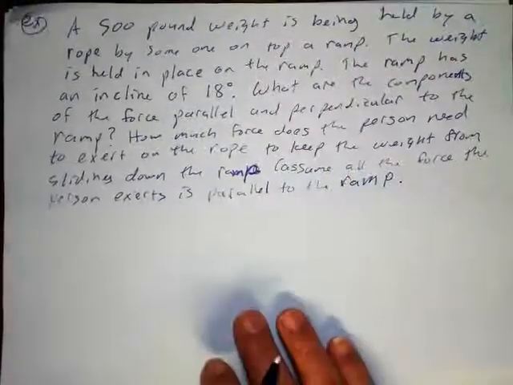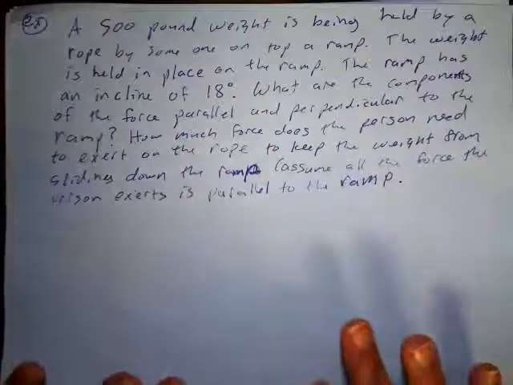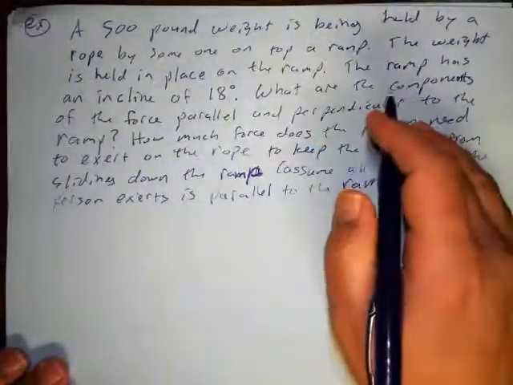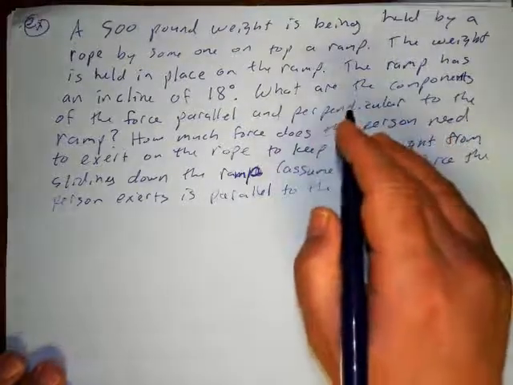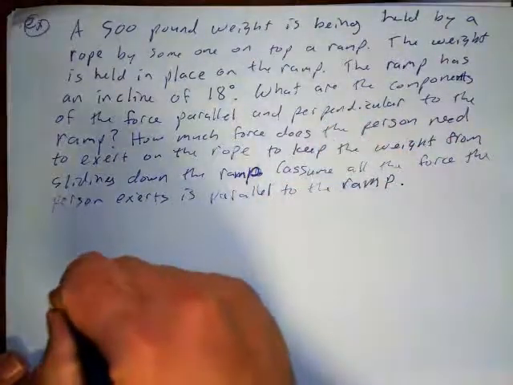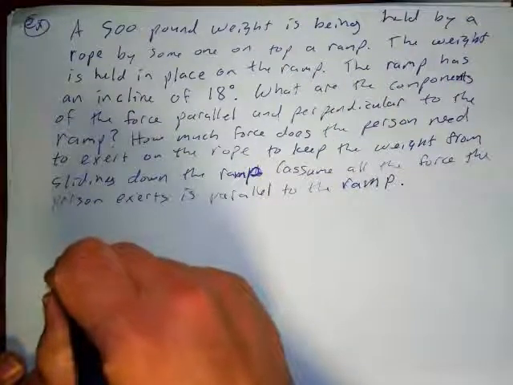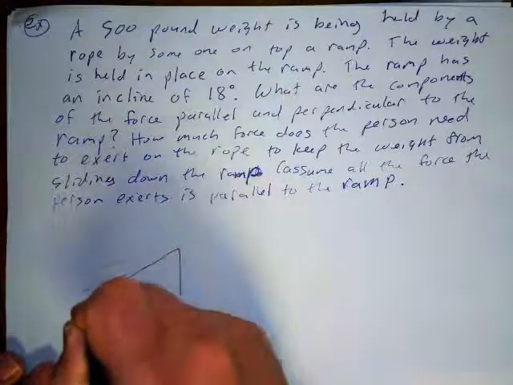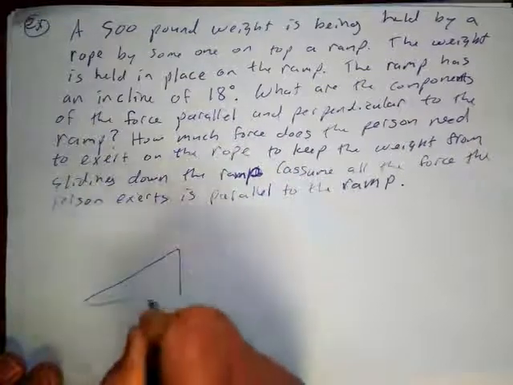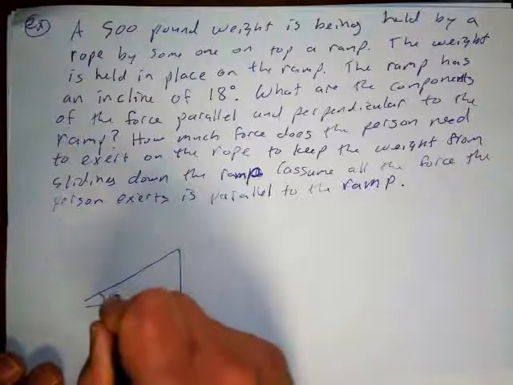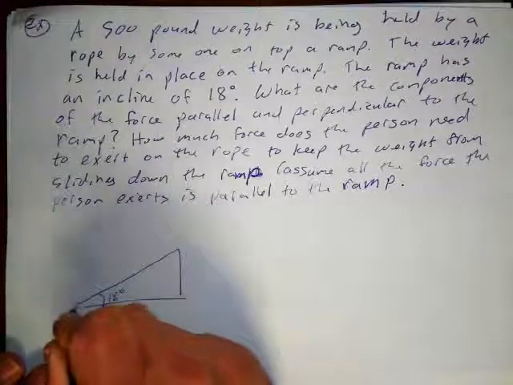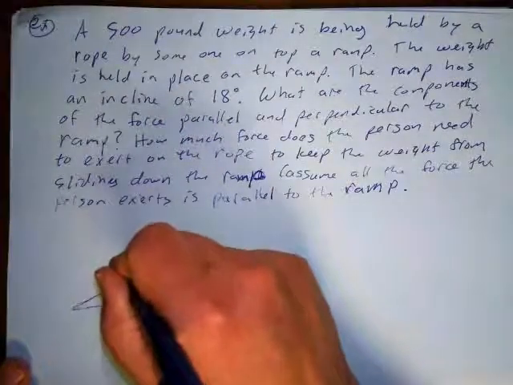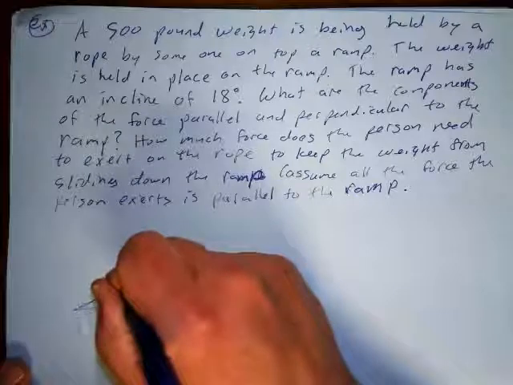This is going to be the big finish for this first section on vectors. And this is a problem involving a weight that's being held on a ramp by a rope. So the idea here is there is a ramp. I'll try to draw the picture here. So there's a ramp that has an 18-degree incline. And there's a big weight on this ramp that is 500 pounds.